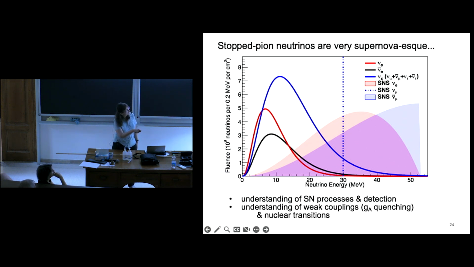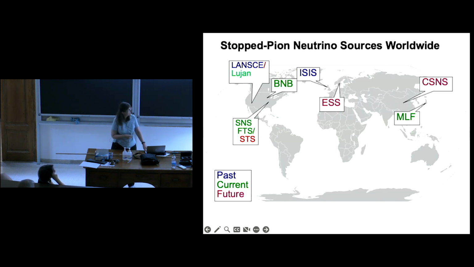The stopped pion energies go a little bit higher in energy. Actually, that's kind of nice because you get a little bit extra event rate. And so if you can measure these neutrinos, you can improve your understanding of what's going on in the supernova itself based on the neutrino interactions and the detection, which is what I'm going to talk about mostly. And there's also other interesting physics reasons to try to understand these interactions as well.